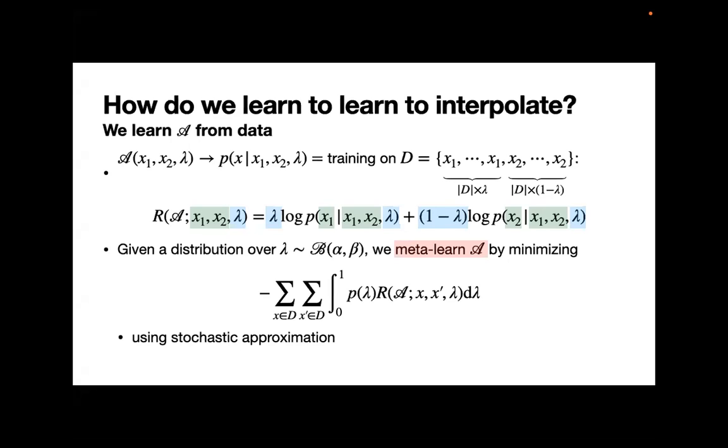And we can just do it by the stochastic approximation. We're going to sample a pair, sample lambda, and then compute the risk, and then minimize it. And it's just stochastic gradient descent. Yes.